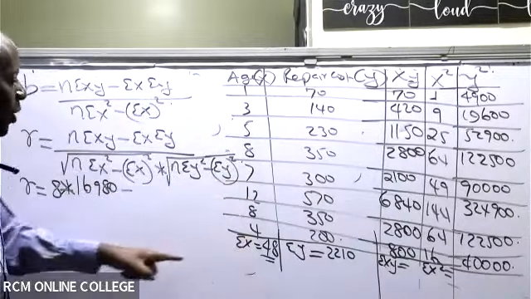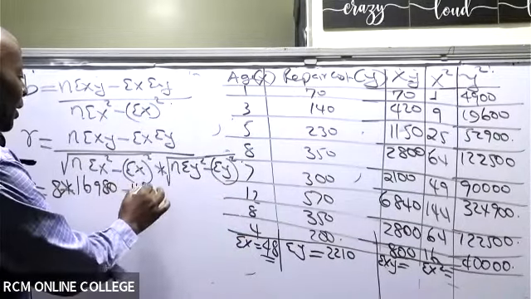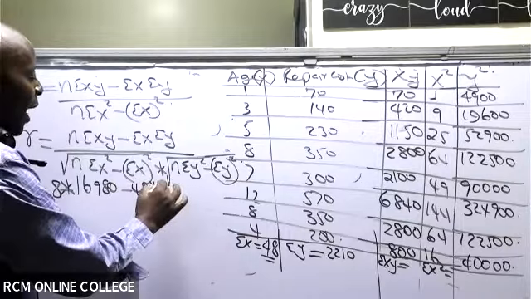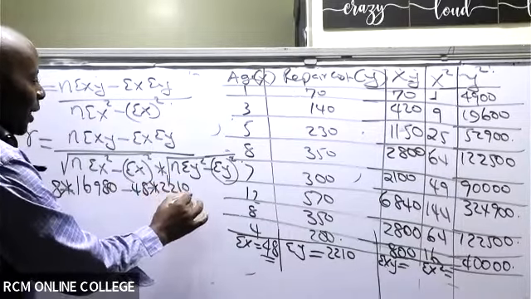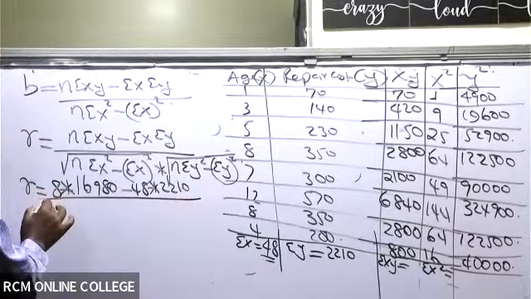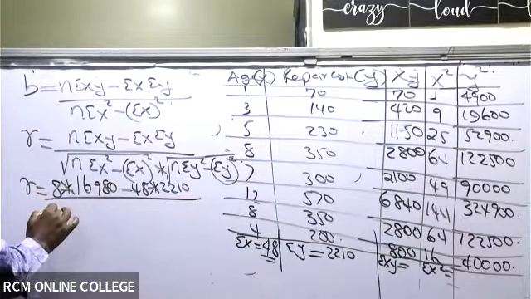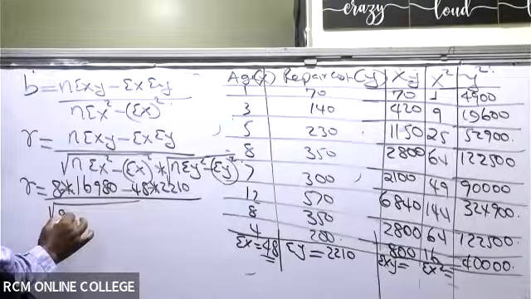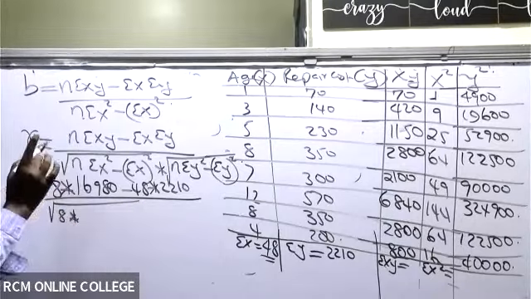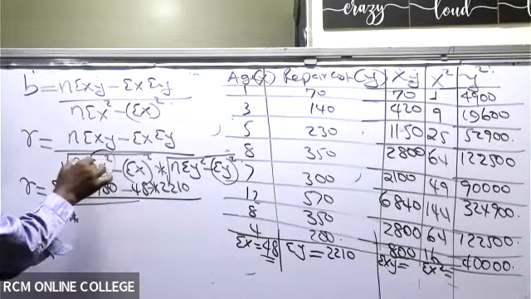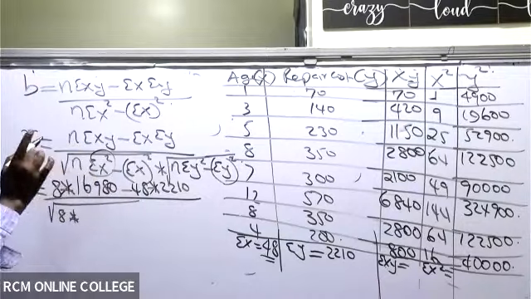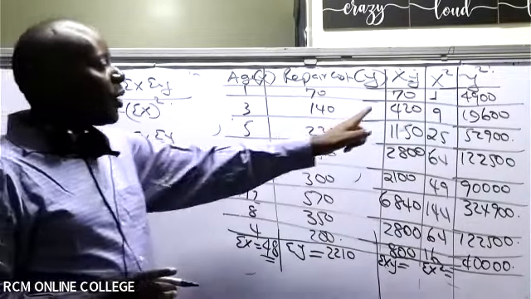Summation of x I have here, it is 48, times summation of y, which I as well have as 2210, all over the denominator. So for the denominator, we start with the square root of n, which is 8, times summation of x squared.